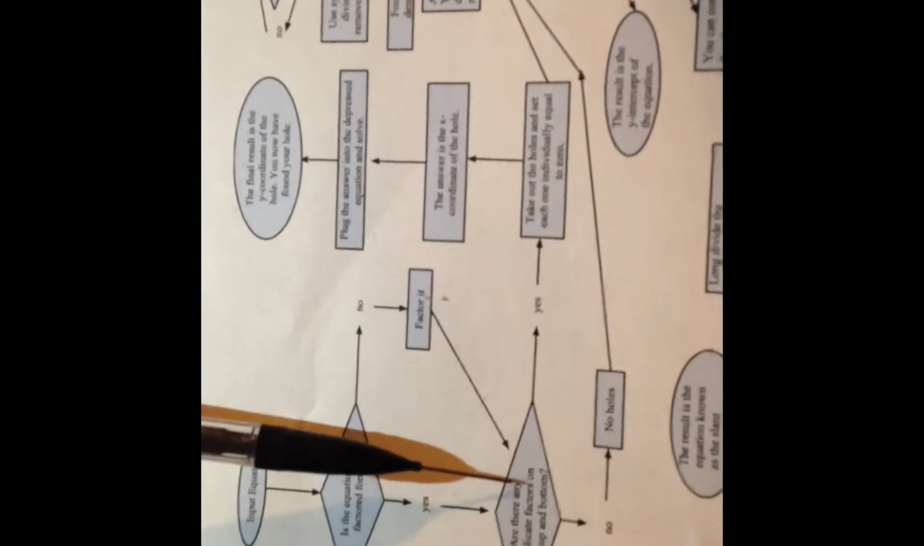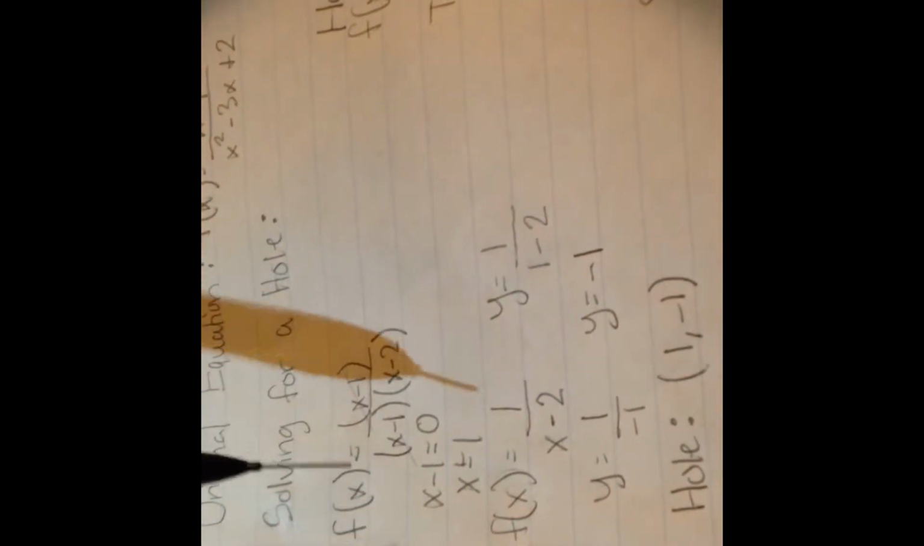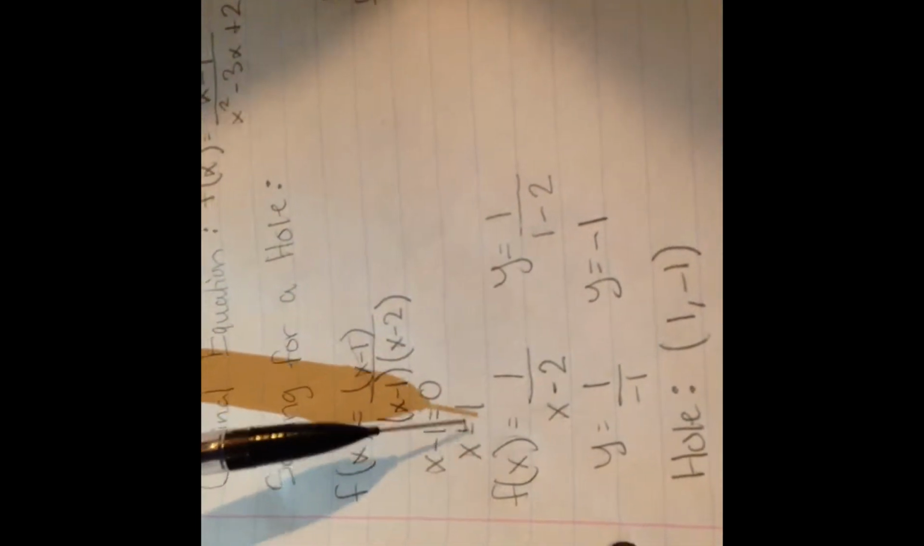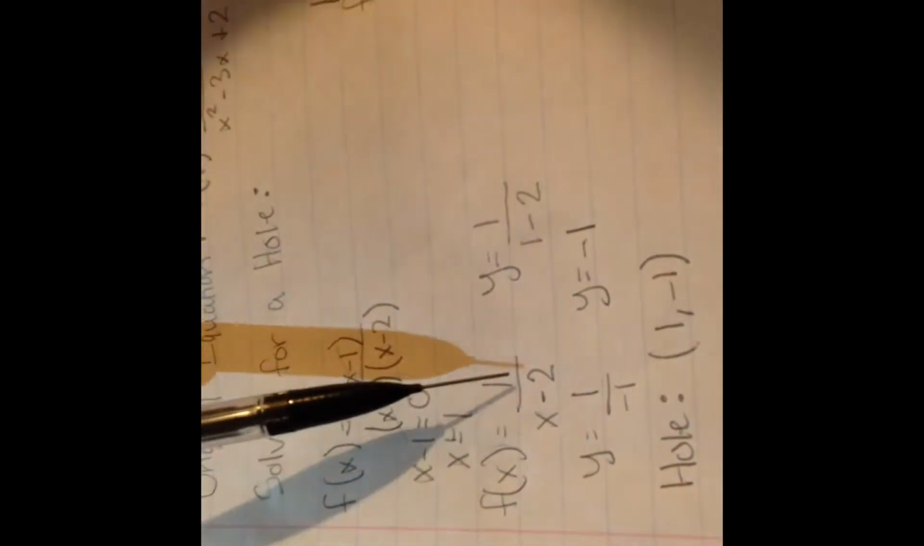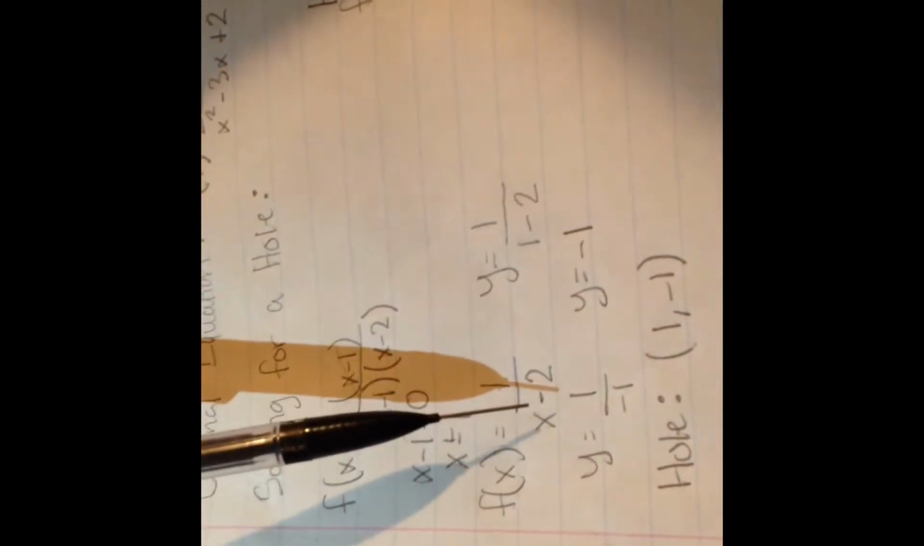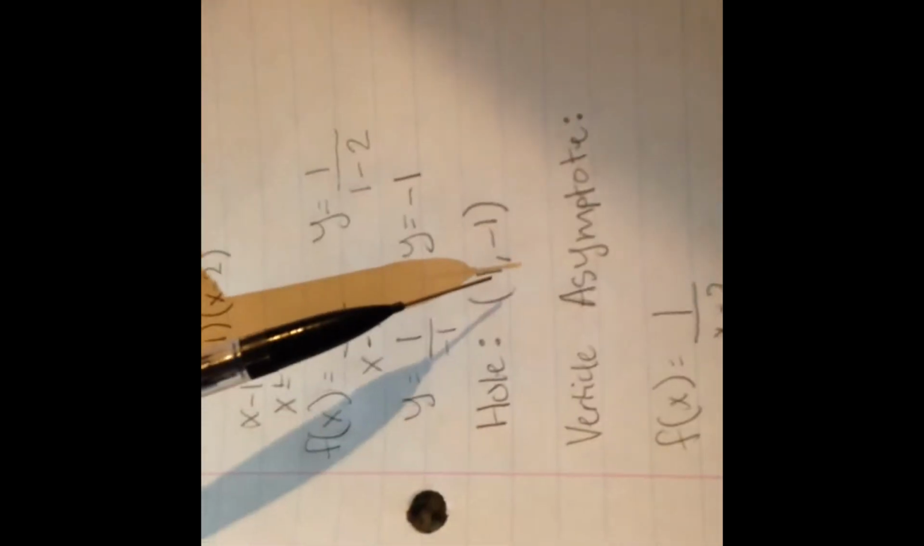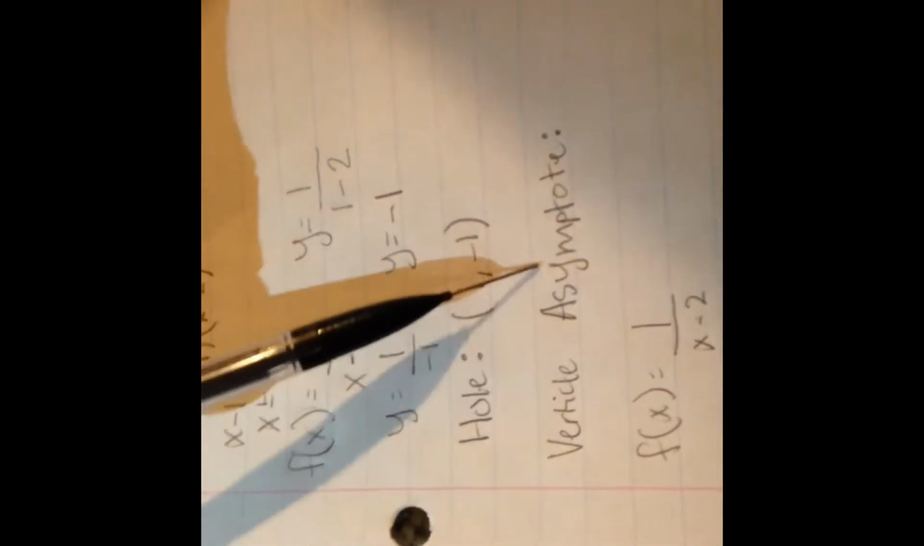x minus 1 over x minus 1 times x minus 2. Since we factored it, we're going to see if there's any duplicate factors on the top and the bottom. There's a duplicate. x minus 1 is on both the top and the bottom, so we're going to set it equal to 0. Once we've solved it, we figured out that x equals 1, and we're going to put it into the depressed equation to solve for what y means. When you put it through the depressed equation, you find out that y equals negative 1, so the hole is at 1, negative 1.